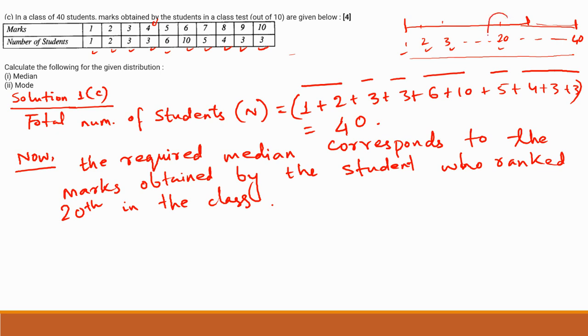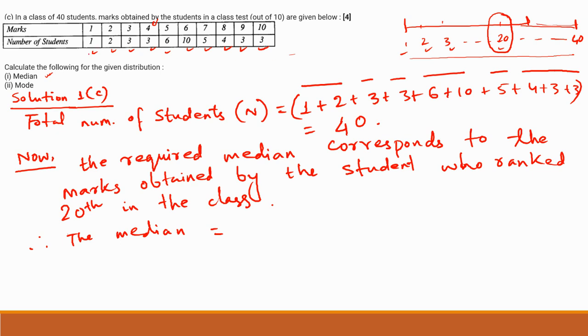So what is the marks obtained by this 20th student? That will be the median. What is the marks obtained by this 20th student? Now the required median corresponds to the marks obtained by the student who ranked 20th in the class. Therefore, the median equals, what will be the median here?